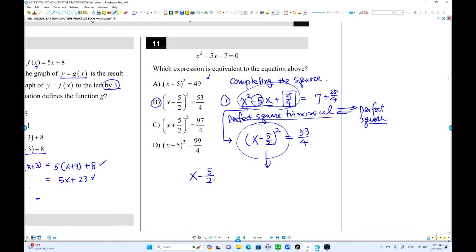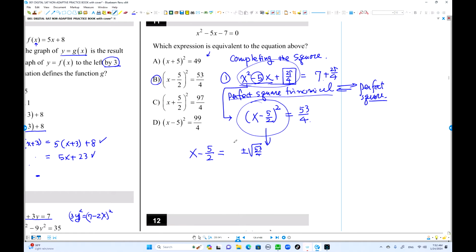x minus 5 over 2 equals square root, but it should be plus or minus the square root of 53 over 4, isn't it? After that, you can add 5 over 2 to both sides. So x equals 5 over 2 plus or minus the square root of 4, which is 2, right? It's separate because the denominator is just a square number. Plus or minus the square root of 53 over 2, right? That's the solutions.